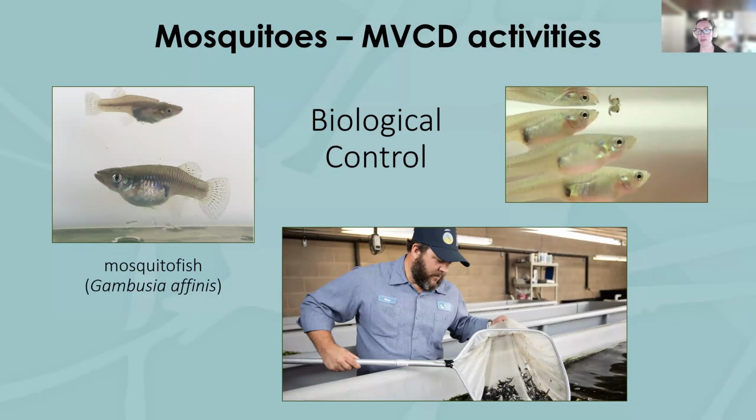So an appropriate use of mosquito fish might be in a green abandoned swimming pool in a backyard that is not connected to any natural waterways. And an inappropriate use of mosquito fish might be in a sensitive creek restoration environment.